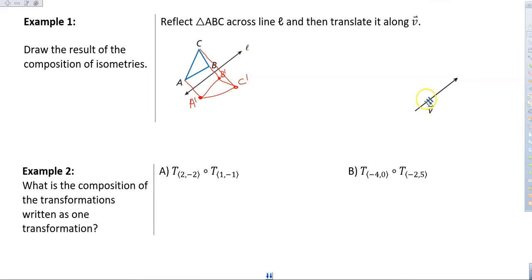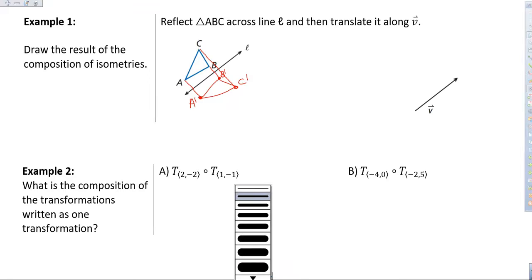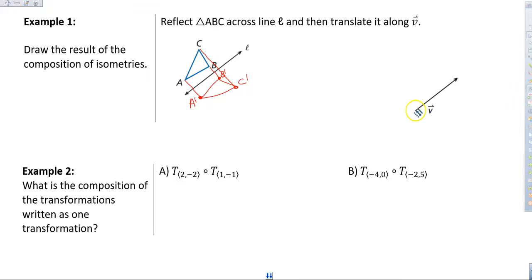All right, and then from here, we're going to translate along the vector. So what I'm going to do is I am going to trace on top of my vector here. And then I'm going to move it here. So that way, this point here is going to be B double prime. And then I'm going to move my vector.